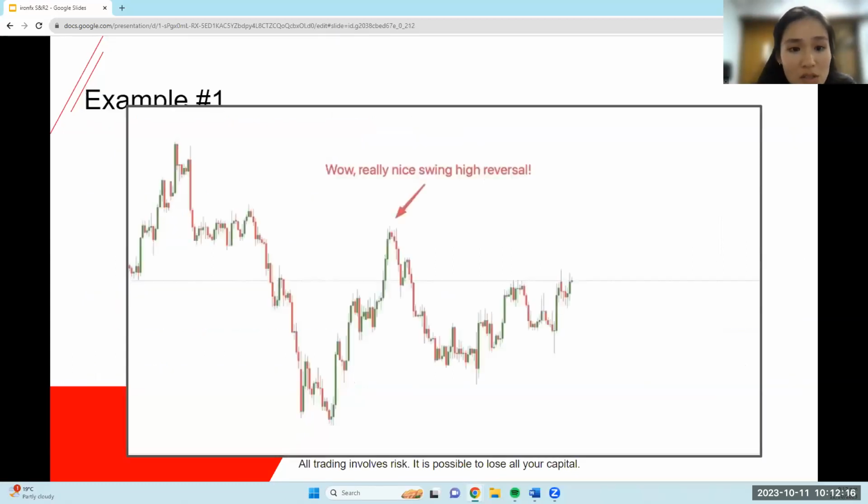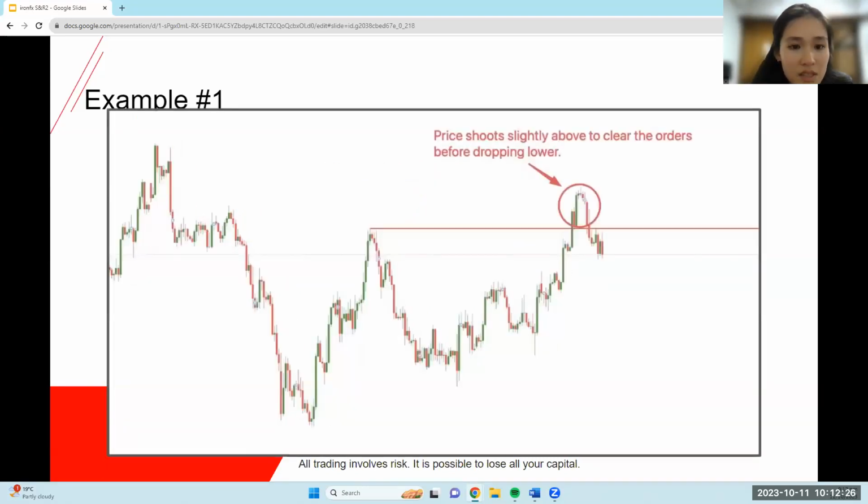So here's an example of a liquidity trap. Okay, firstly, we see price reversing at the swing high. Once price surpasses the swing high resistance, it clears the orders and then it drops below the resistance again.